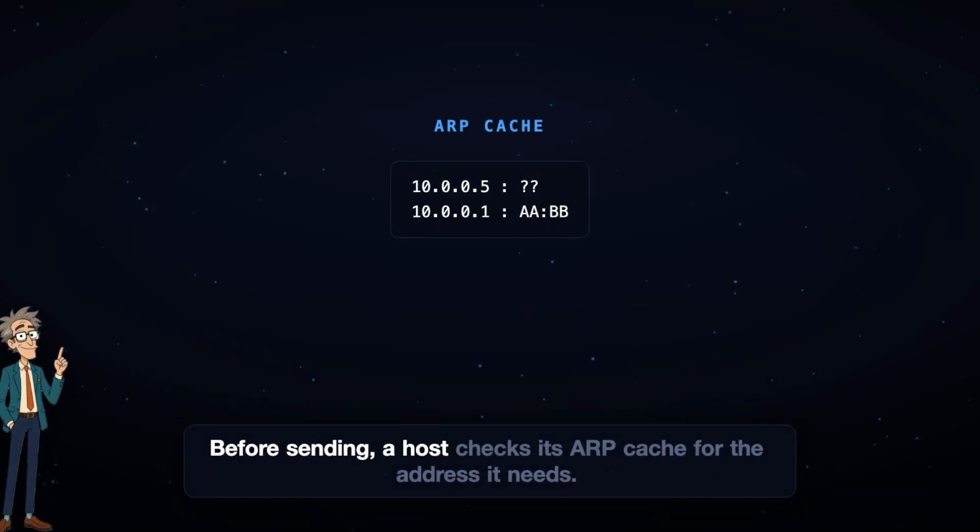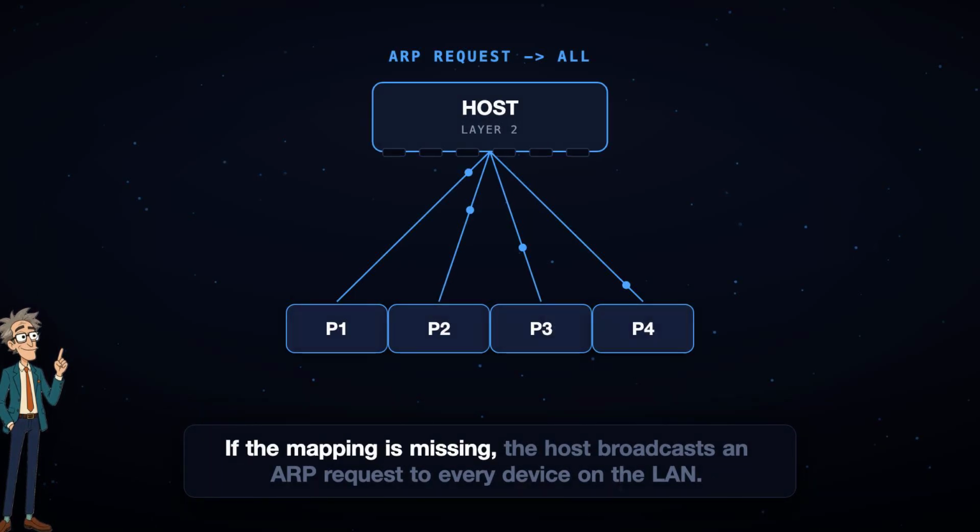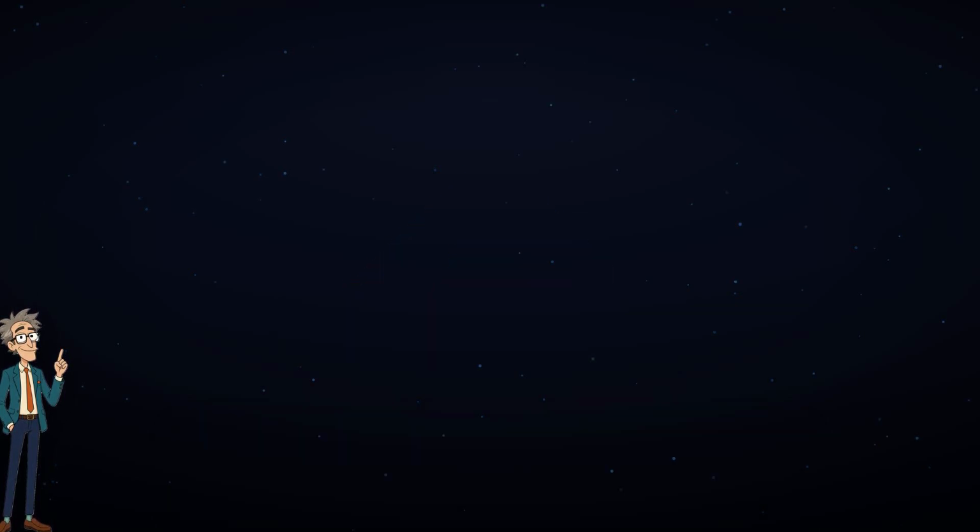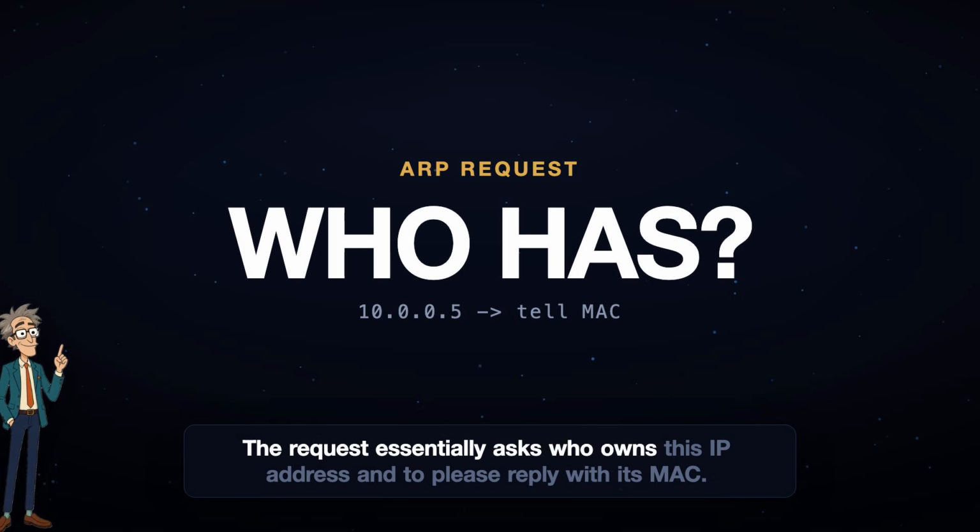Before sending, a host checks its ARP cache for the address it needs. If the mapping is missing, the host broadcasts an ARP request to every device on the LAN. The request essentially asks who owns this IP address and to please reply with its MAC.